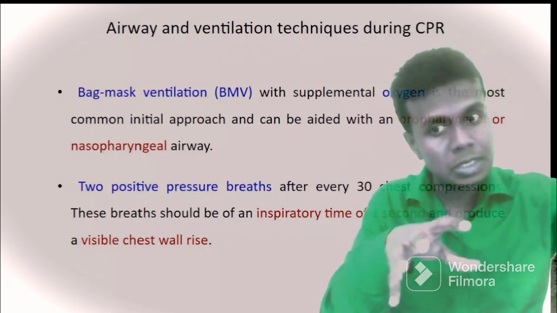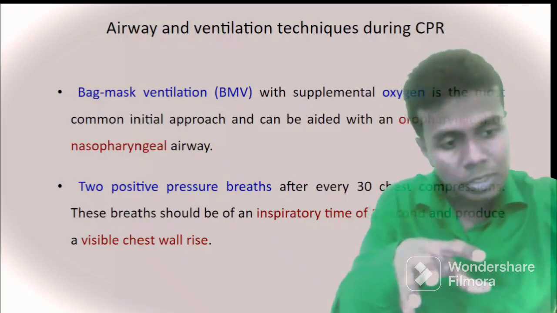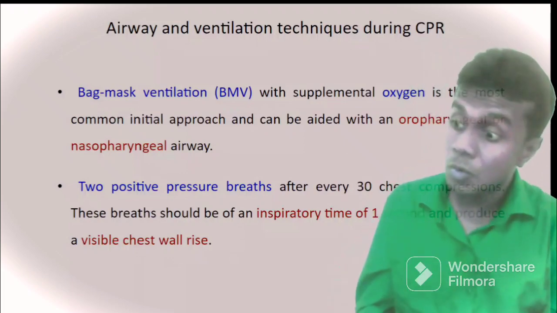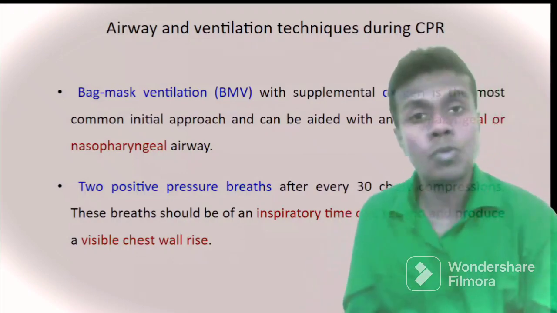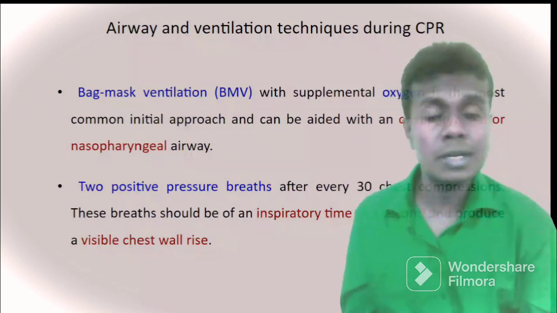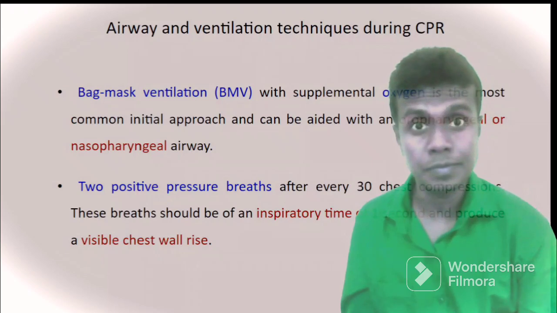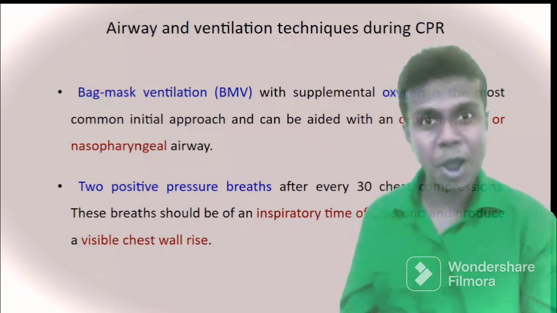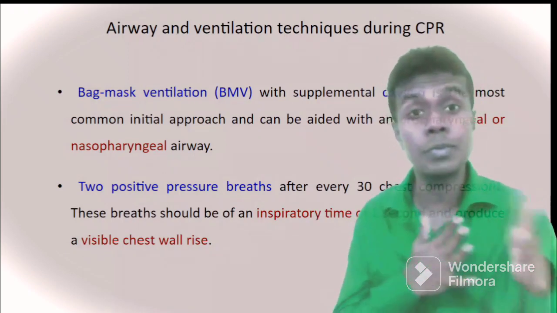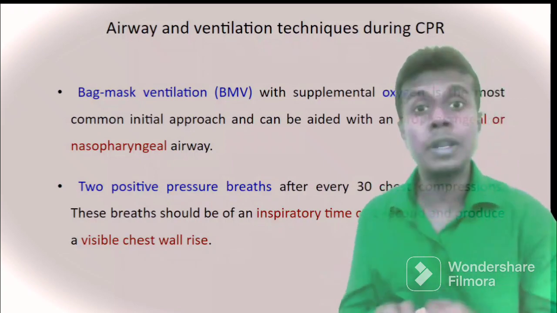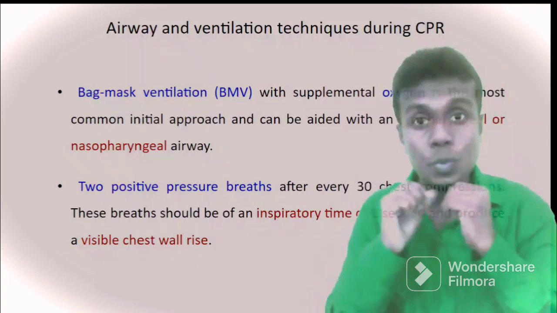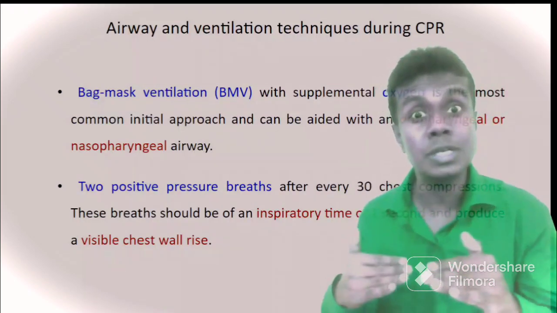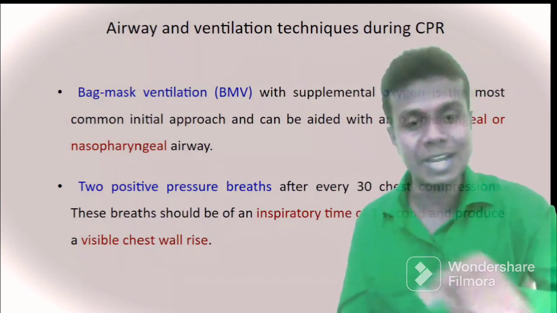1 second for inspiration, then release. 1 second for inspiration, then release. While giving that breath, look for the visible chest wall rise. If it is not there, sometimes your breath might not be successful. Are you going to give another breath then? You give 2 breaths, 1 success, 1 fail. Are you going to give another breath? No, you have to wait for another cycle. During that period, you have to use some airway adjunct in order to make the airway more patent. This time I will give proper breaths, with proper chest rise. You have to ensure that.